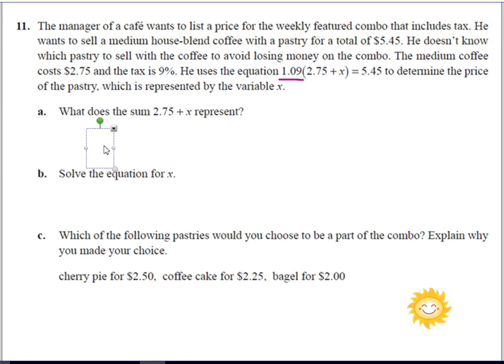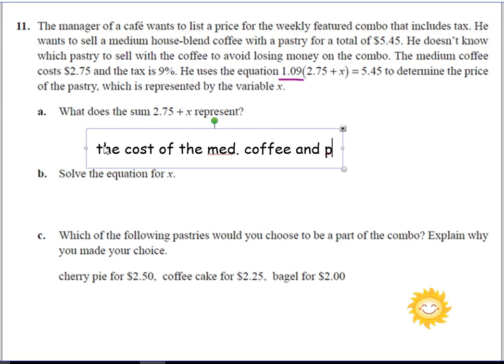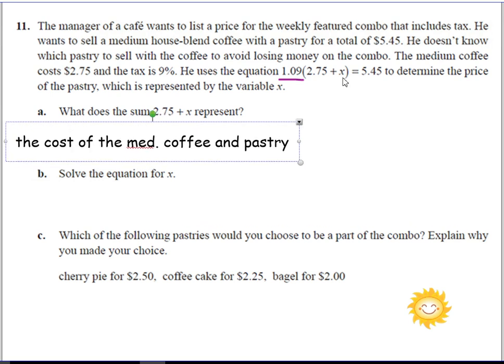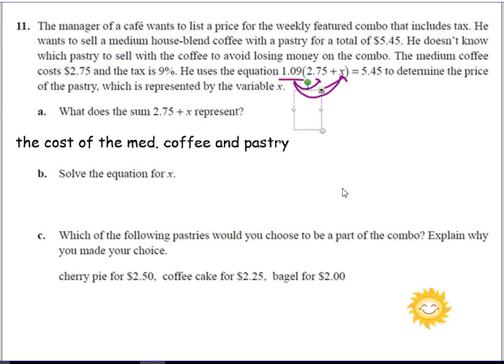So the sum 275 plus x would be the cost before tax of the special, which would be the medium coffee and pastry. And so now when we solve for x, I'm not going to rewrite everything because I'm just going to show here that we need to distribute on this side. So we'll just start off with simplifying that here for part of our answer.